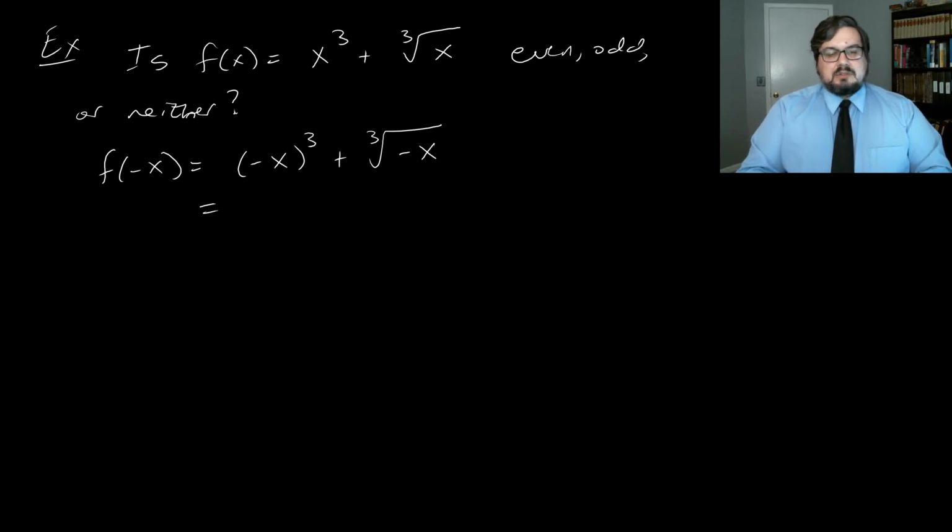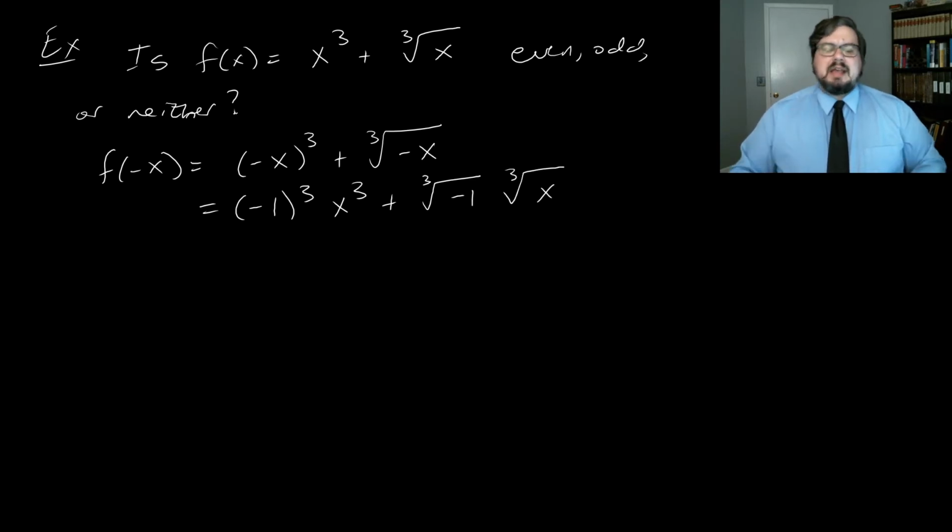Now, just like we did before, negative x cubed becomes negative 1 cubed times x cubed. And then the cube root of negative x, we can actually split that up also and write that as the cube root of negative 1 times the cube root of x. And that's typically what you want to do. You're trying to basically simplify this expression and algebraically manipulate it, massage it into a form that's as close to the original as you can get. You're trying to make this expression equal f of x if you can.